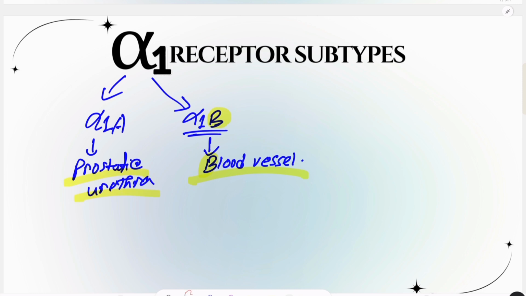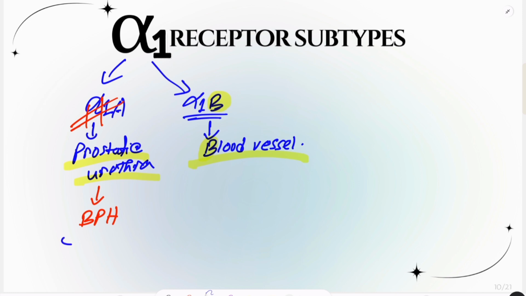So if we can selectively block this alpha 1A receptor, it can be used in benign prostatic hyperplasia without causing the first dose hypotension side effect. And the drug here is tamsulosin.